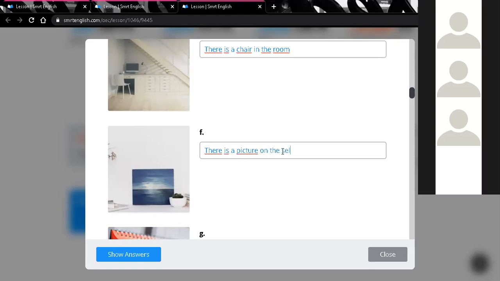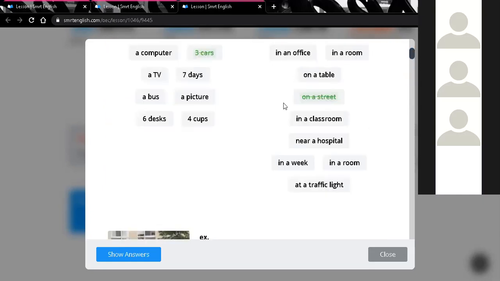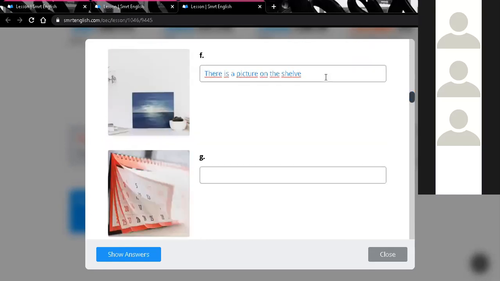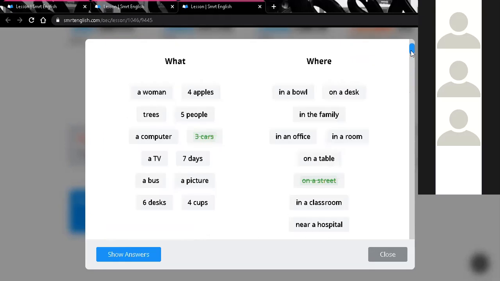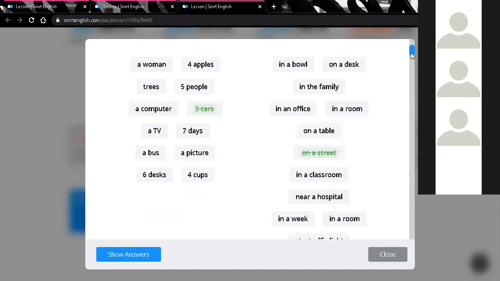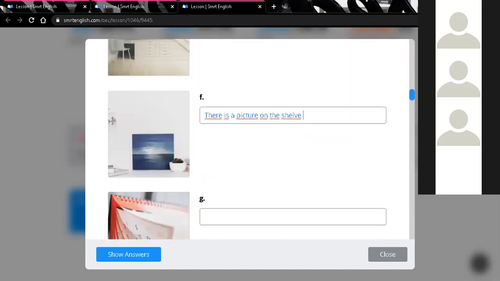It's because we had to use one from the other. We had 2 columns, remember? Teníamos 2 columnas. Yes. So we had to use one from here and one from here. And probably you are skipping the rule. So letter F could be, there is a picture. Picture was part of the words given? No, there wasn't picture. Yeah, picture, yes. So in a room is twice. So probably we can use it, but probably this is on the table, right?